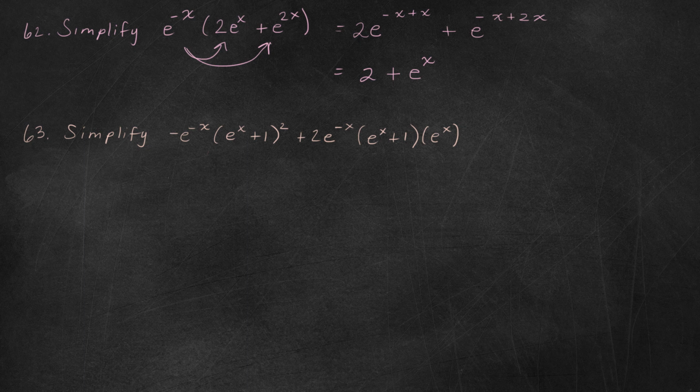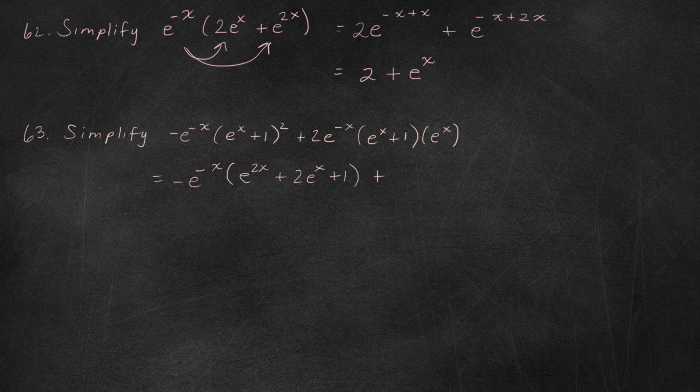Number 63. So here I'm going to begin by expanding my binomial square. e to the x times e to the x is e to the 2x. Then I have e to the x times 1 is e to the x. I double that, I get 2e to the x. And then 1 times 1 is 1.